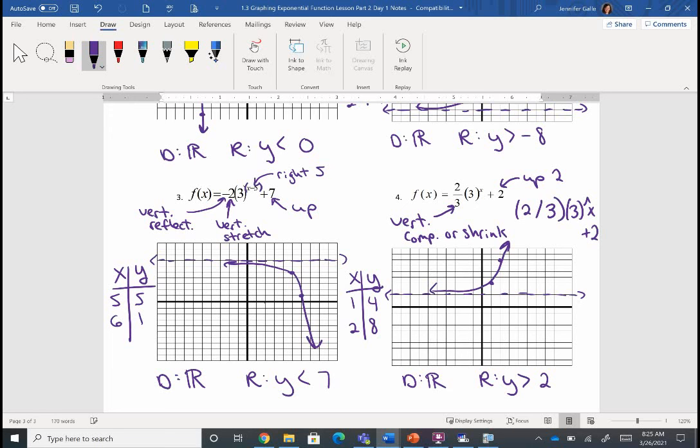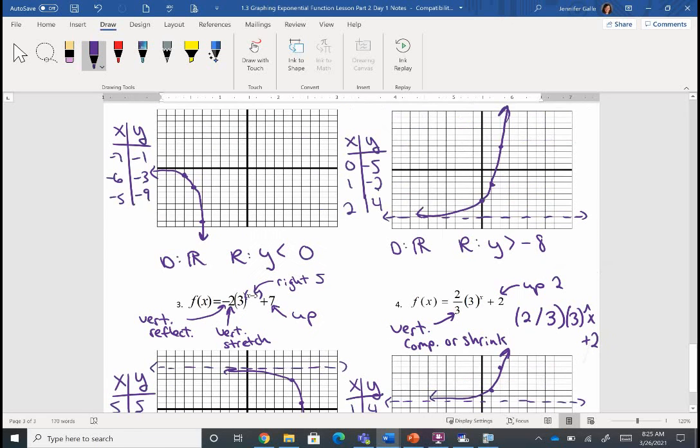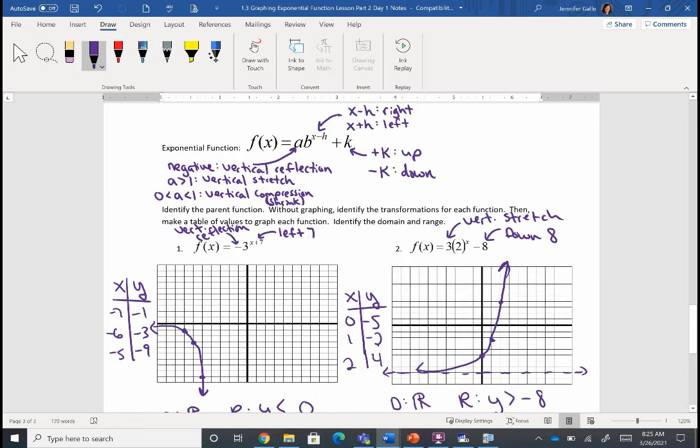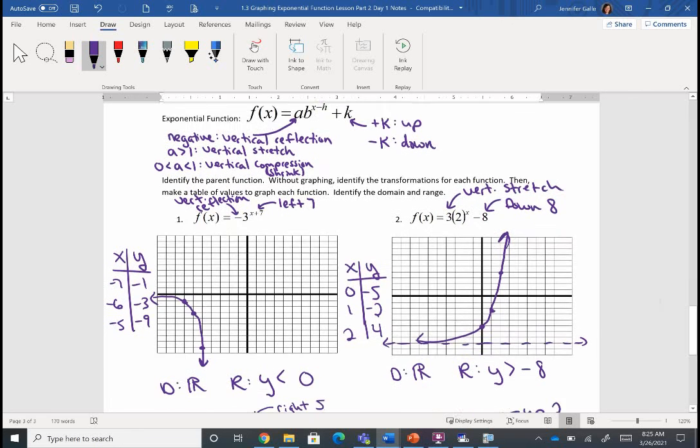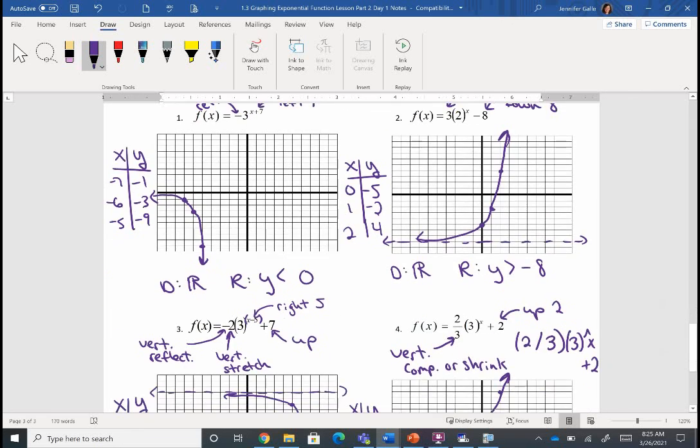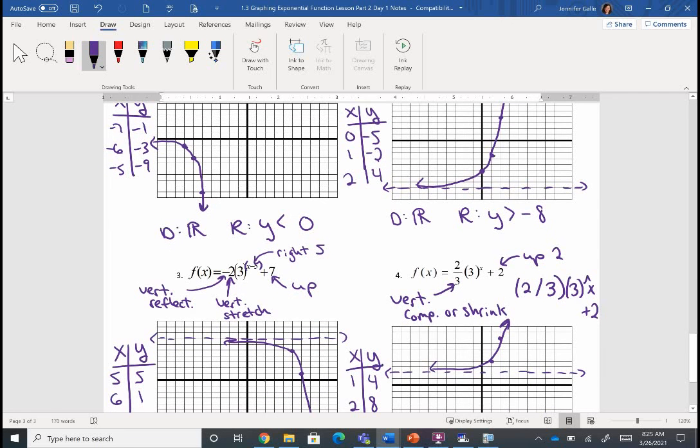So what you guys have now, in particular on this last sheet, you have your guide at the top. You have your transformations guide. What number is going to do what depending upon where it's at in the equation. And then you have 4 examples that demonstrate every possible type of transformation we talked about. Okay, so that back page is going to be a huge resource when you guys go to start your practice.